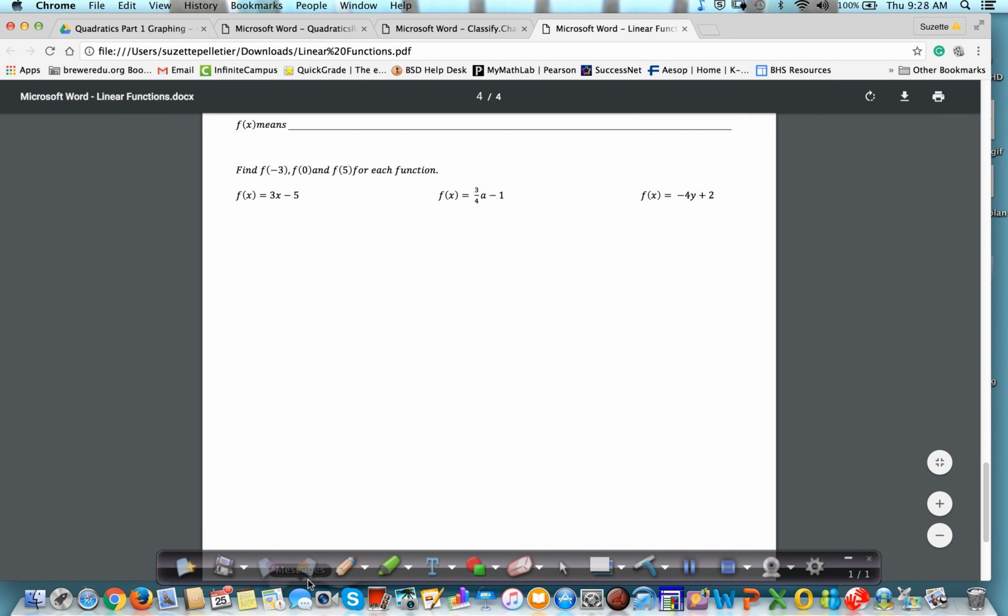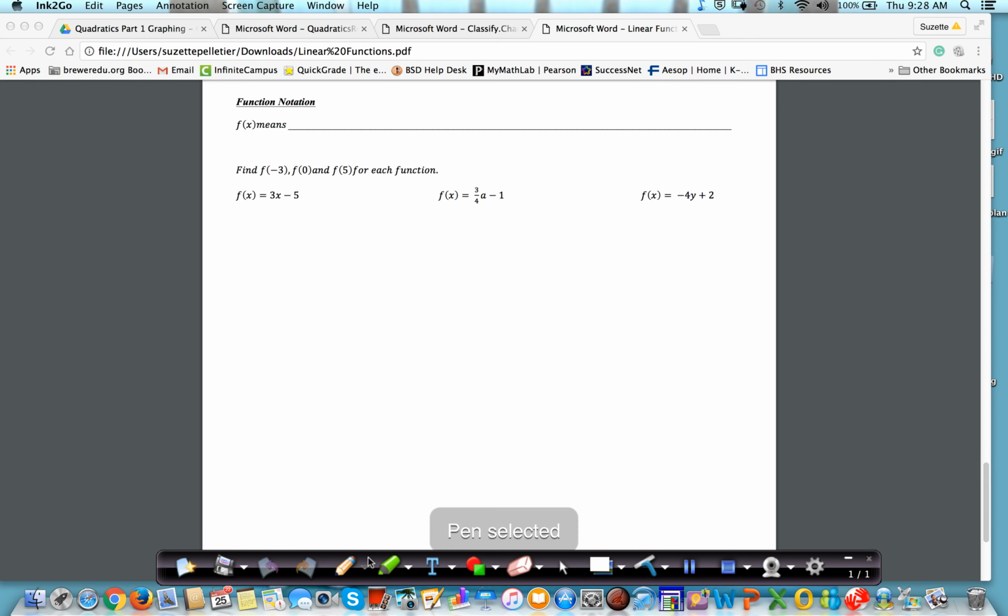Let's look at this last page, functional notation. So functional notation means that you are going to plug values, usually given to you, into the function and evaluate. Okay. And how you read this, f of x here, is this. You say f of x. That's how you read it. F of x.